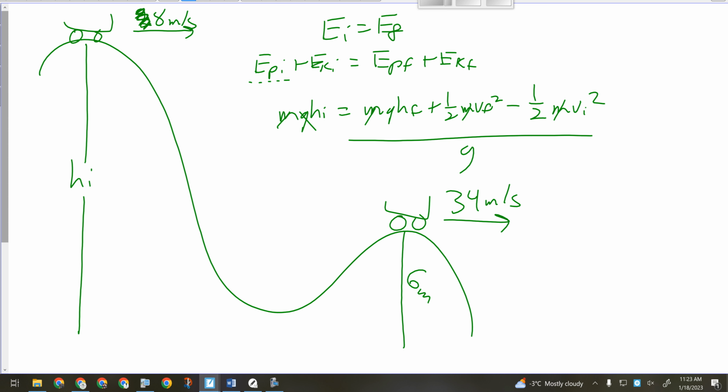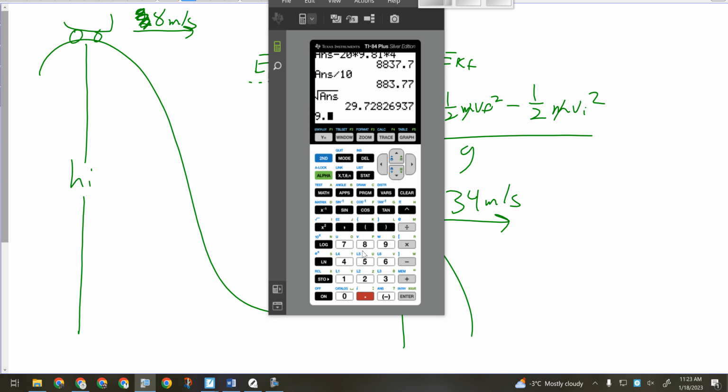So when I plug in my numbers, I'm going to have 9.81 times 6 plus 0.5 times 34 squared minus 0.5 times 8 squared, sorry. And then I'm going to divide that by 9.81. And there was the initial height of the roller coaster, 62 meters. Actually, there's only one significant digit the way I wrote that, but I would never do that to you on a test. Okay. All right, questions on that?